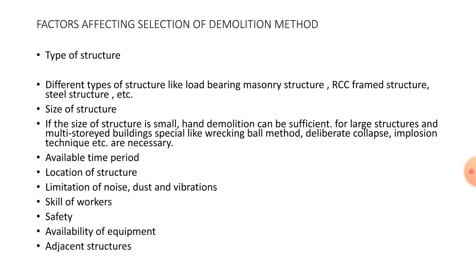And next one is, what are the factors affecting selection of demolition methods? Which factors are affected while demolishing any structure? Type of structure, different types of structure like load bearing masonry structure, RCC frame structure, steel structures, etc. Size of structure also matters. If the size of the structure is small, hand demolition can be sufficient. For large structures, multi-storey structures and special buildings, the wrecking ball method, deliberate collapse method, implosion techniques, etc. are necessary.